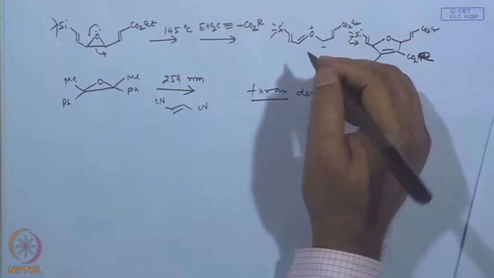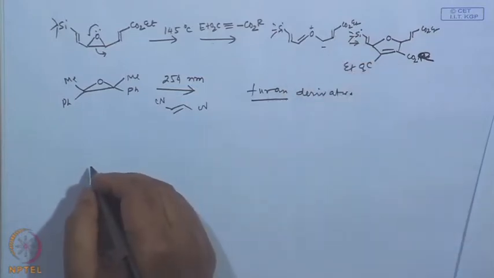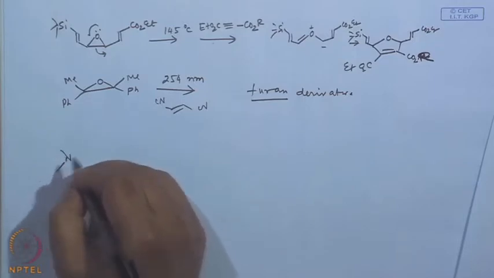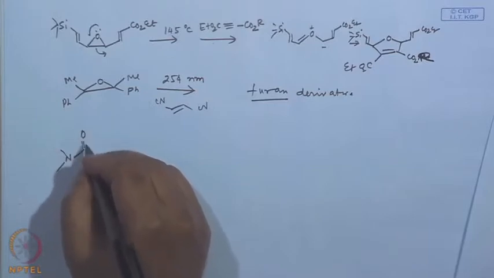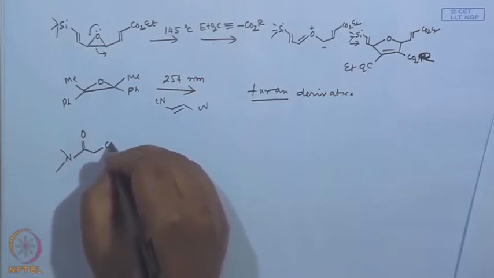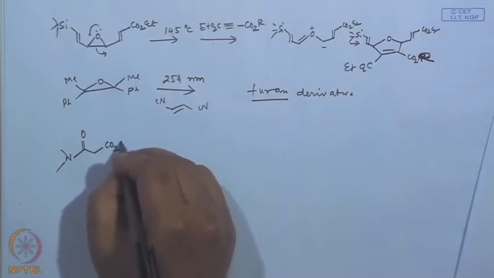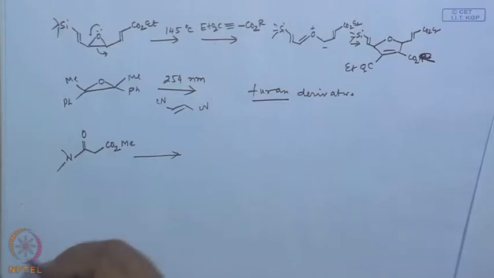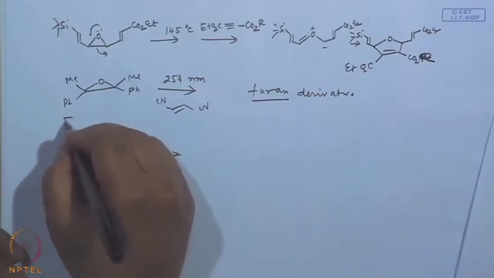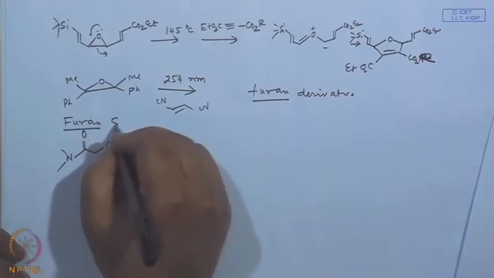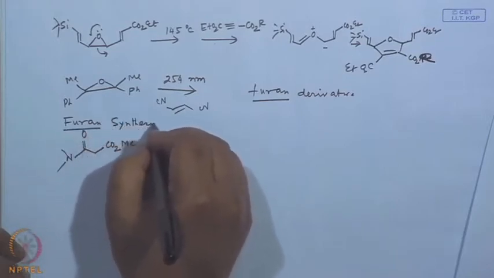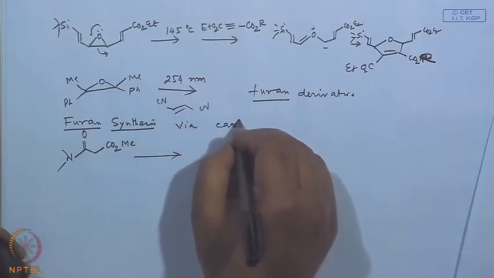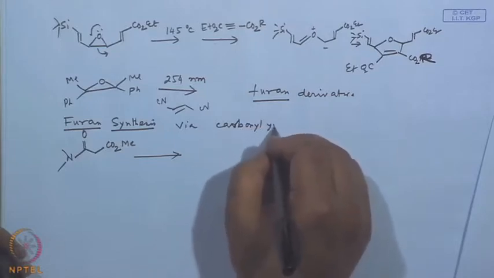I'll just give you one simple synthesis of substituted furan, which starts from a malonate derivative, where you'll have one end as this amide, the other end as the ester. Then do a typical reaction of this again. So it's a new kind of furan synthesis. Let us say, so we will begin with furan synthesis via carbonyl ylide.